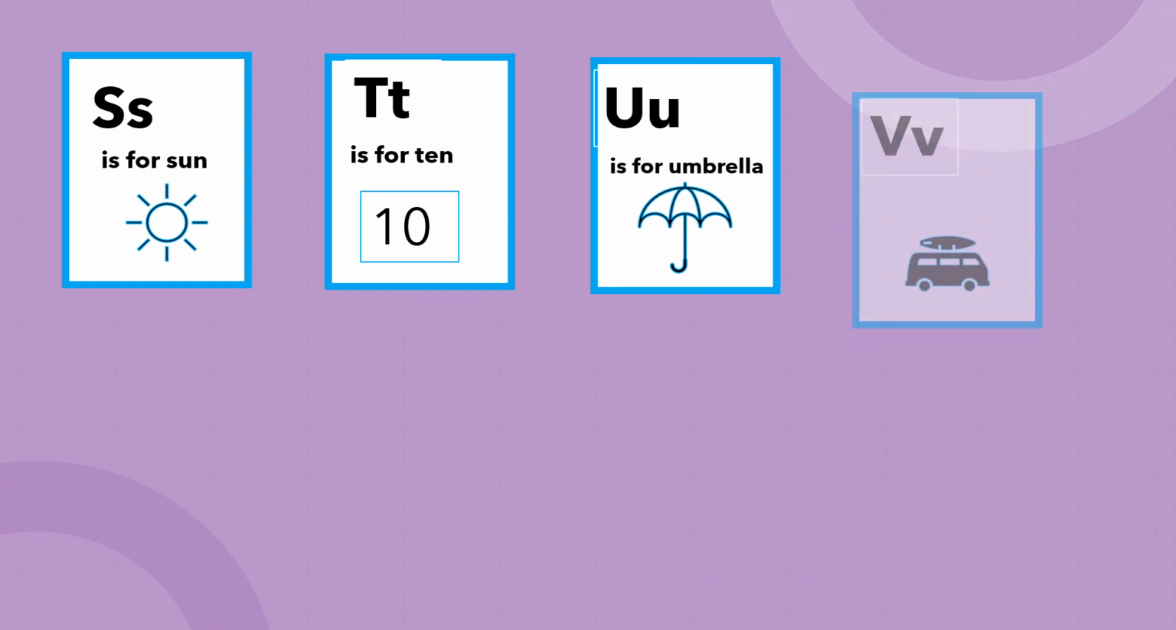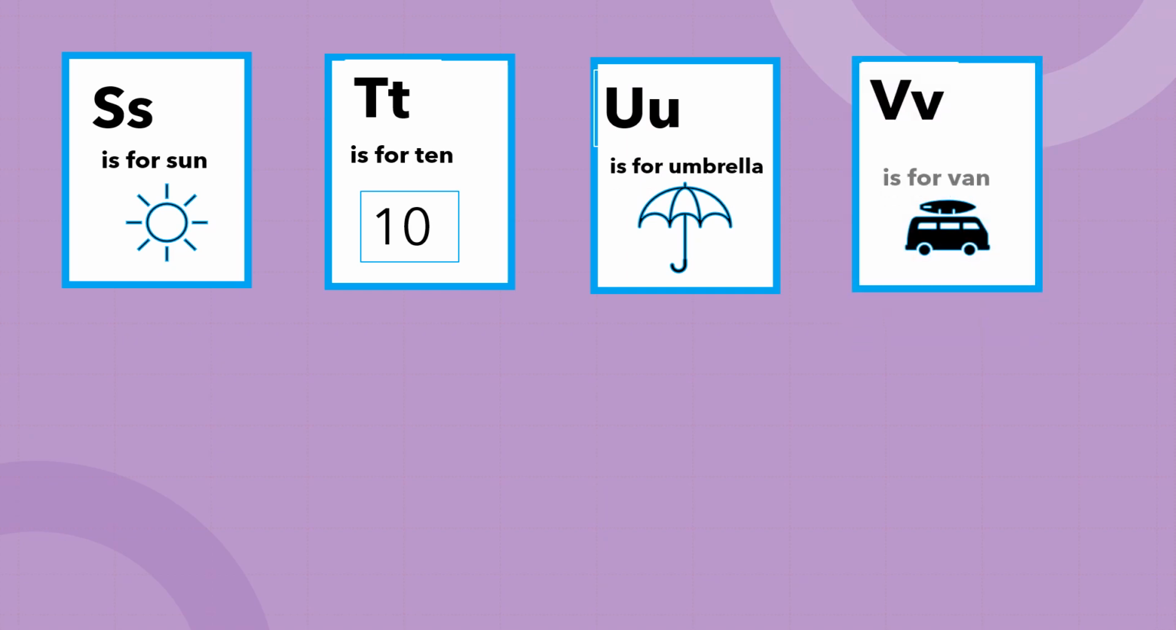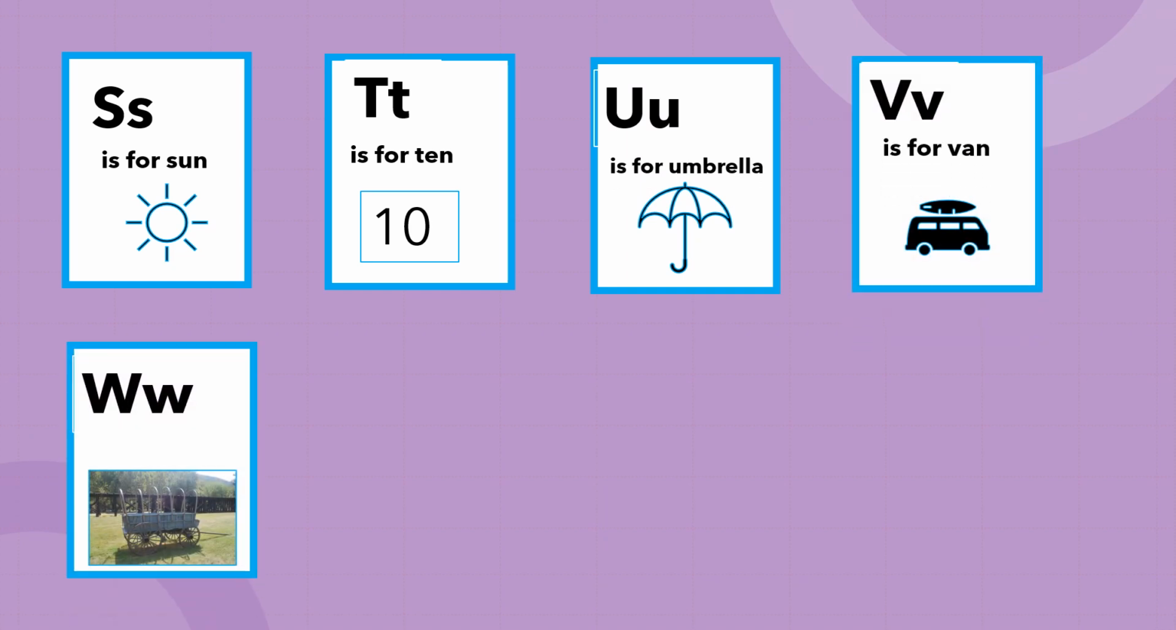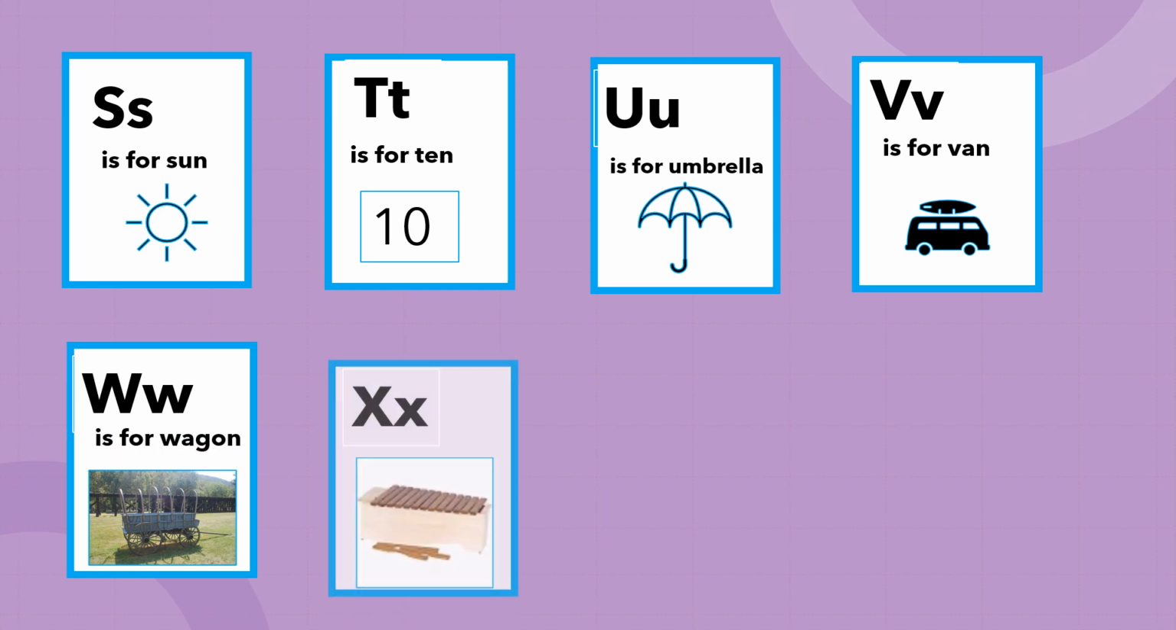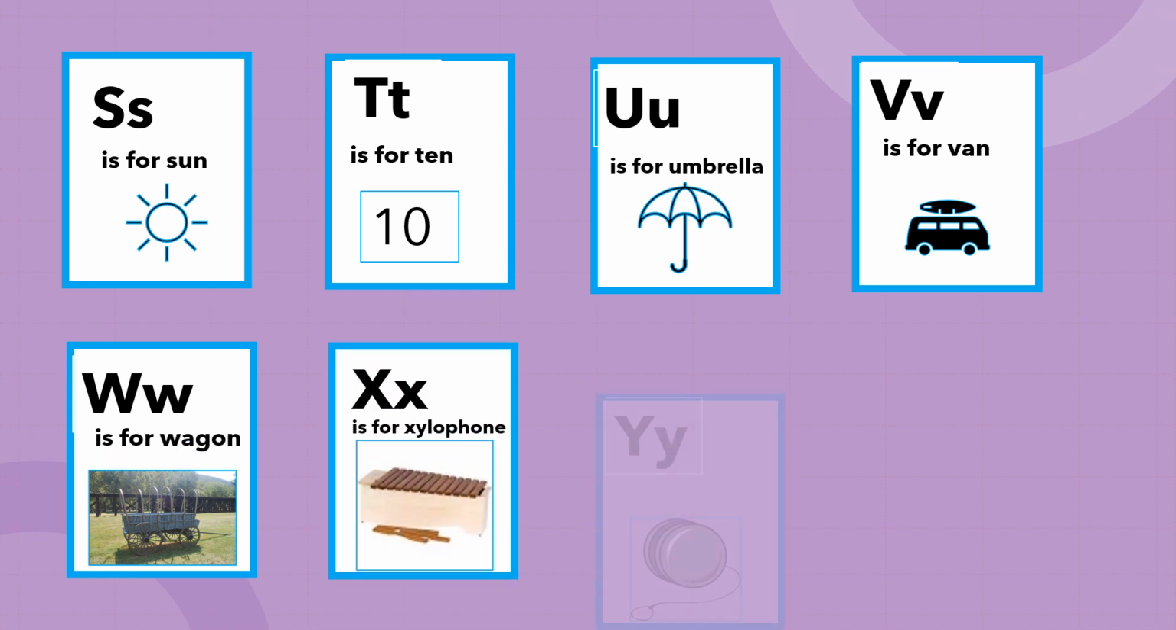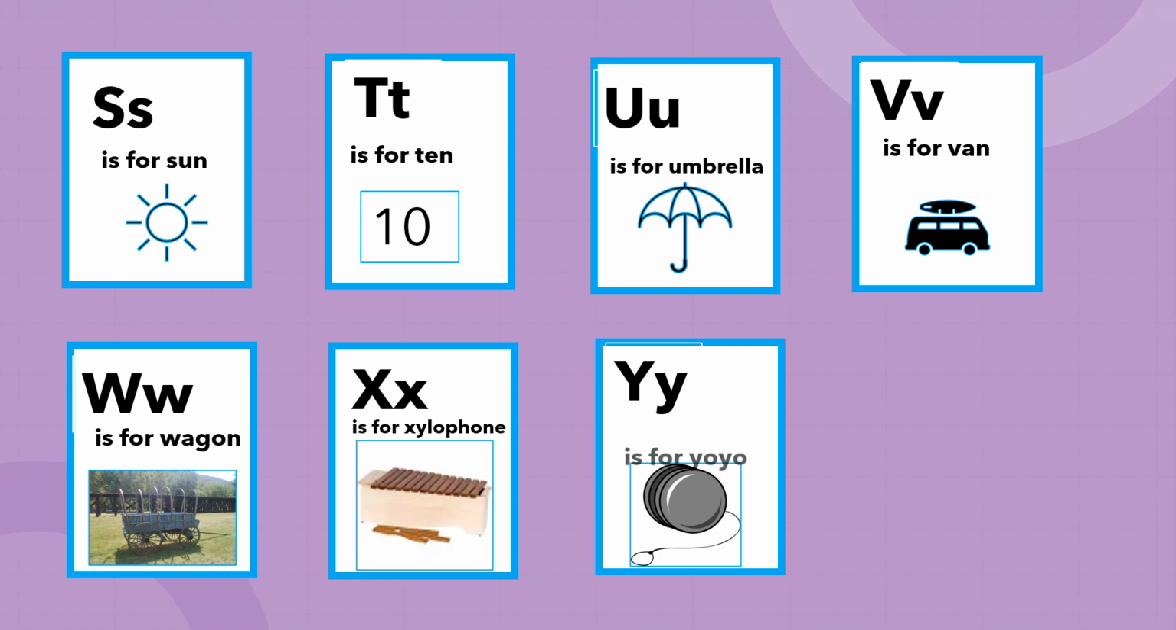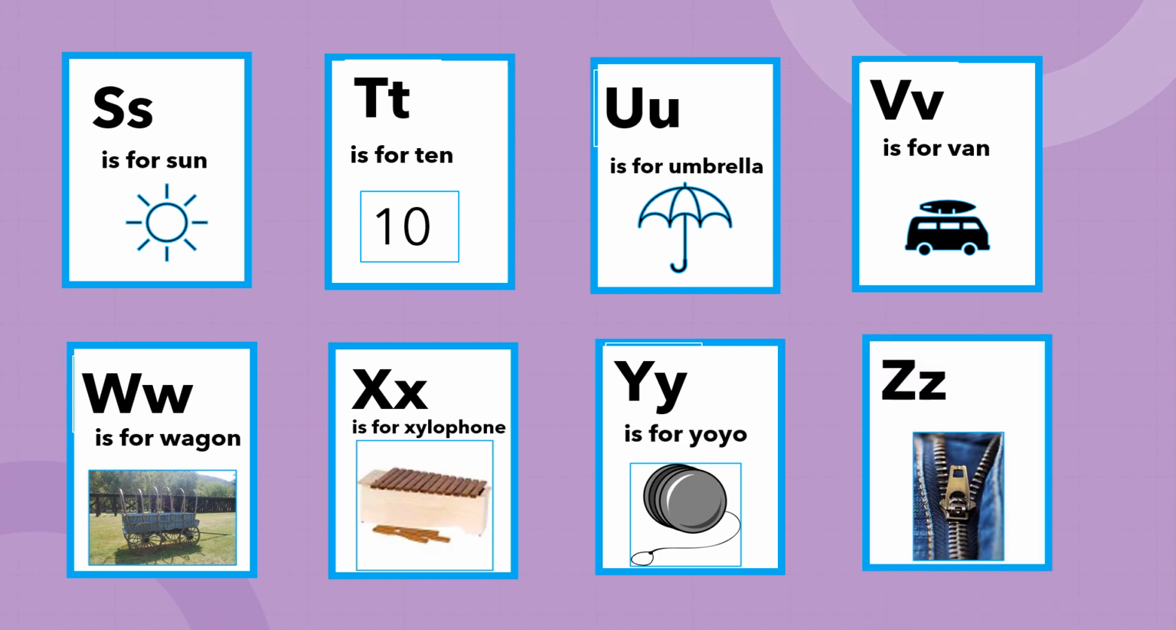U. U is for umbrella. V. V is for van. W. W is for wagon. X. X is for xylophone. Y. Y is for yo-yo. Z. Z is for zipper.